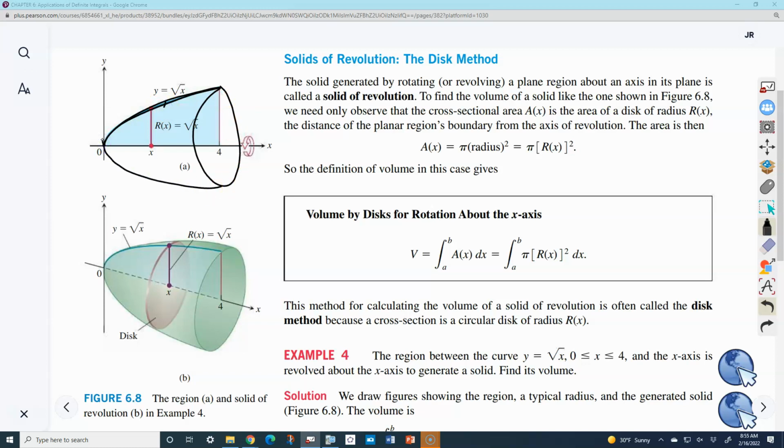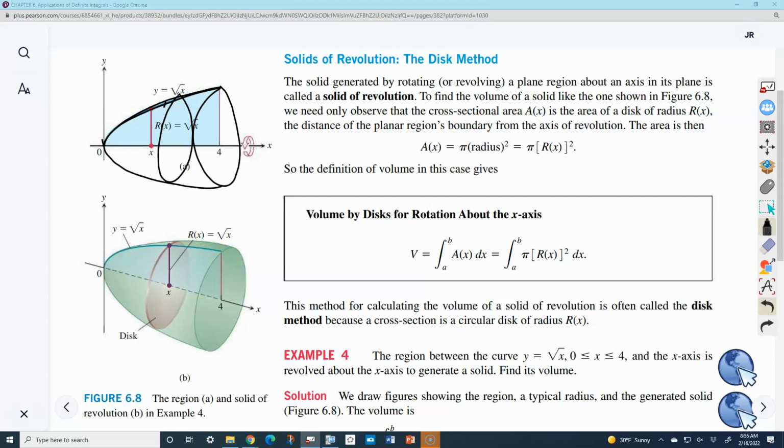So now you have a solid like this. If you were to cut right here, what shape would you see? A circle. Yep. Because everything is revolving around a central axis, which means all the points are the same distance from the center at a particular cross section.